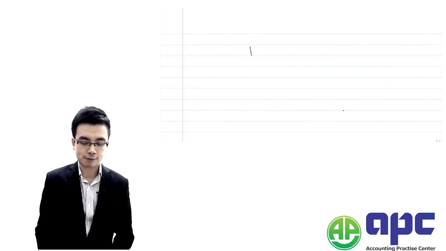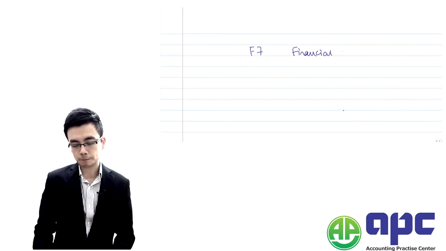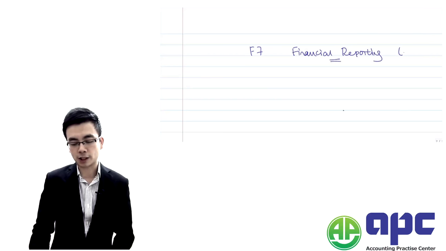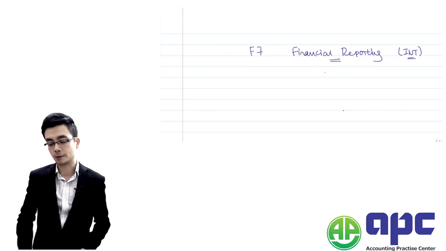So in this particular section, I'm going to introduce to you the paper F7 exam and what sort of things we need to study in the entire program. First of all, the name for F7 is FR, which means financial reporting. And a very, very important element within financial reporting, of course, is all about the financial statements.